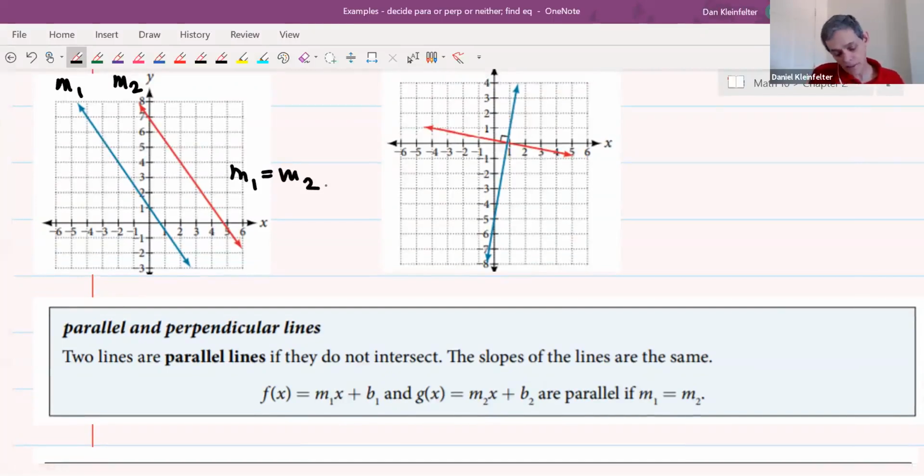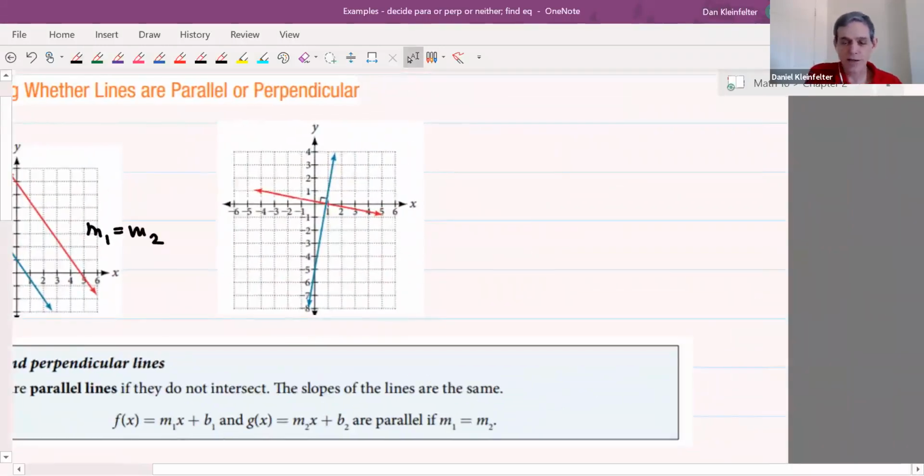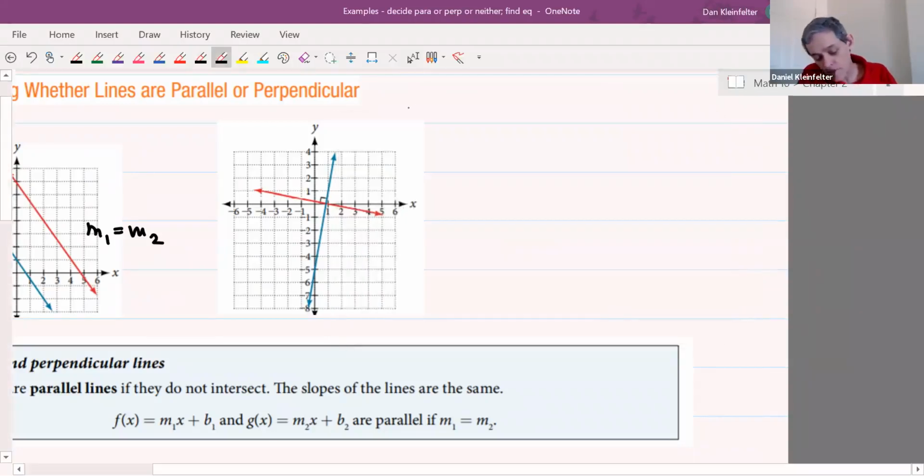For perpendicular, it's a little bit trickier. The picture should be clear. The two lines intersect at a right angle, but as far as algebraically how to tell if they're perpendicular, the slopes are negative reciprocals. So we're going to talk about that a little bit.